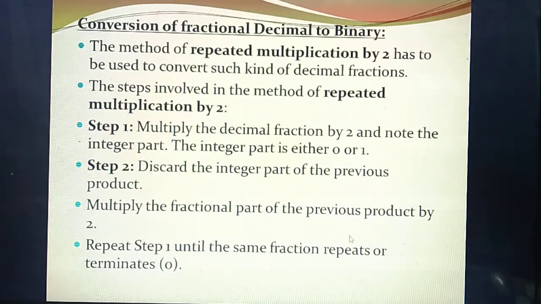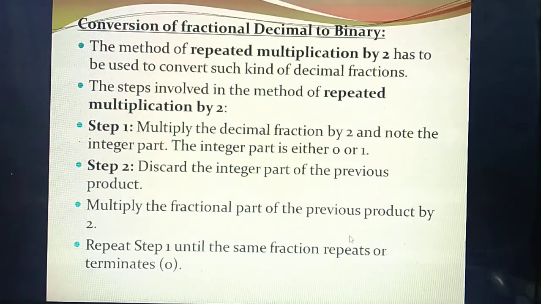First, you should multiply the given fraction by 2. What's the first step? What are the point numbers you have given? You should multiply the number with 2. Okay. And you should note the integer part. Always you should note the integer part. The integer part will have the value either 0 or 1.